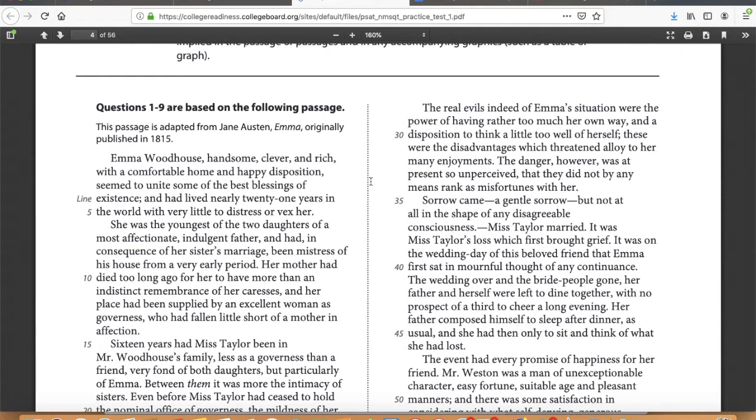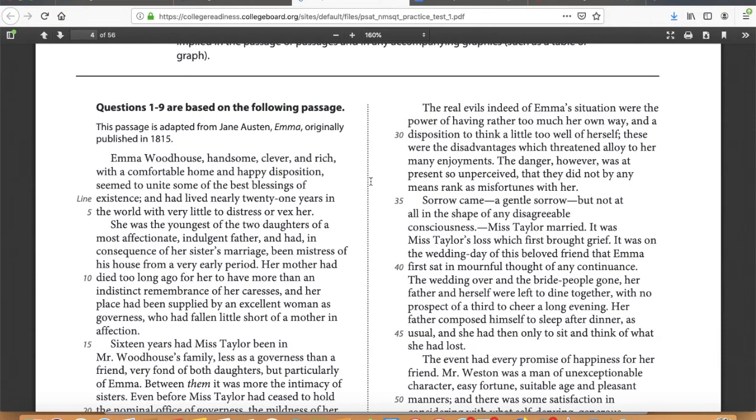Now that we know what all the words mean, go ahead and read that paragraph again. I think it's going to make a lot of sense very easily. Okay. Emma Woodhouse, handsome, clever, and rich, with a comfortable home and happy disposition, seemed to unite some of the best blessings of existence, and had lived nearly 21 years in the world with very little to distress or vex her. Does that make sense? Yes. Perfect sense, especially if you know the vocabulary. Okay? All right. Let's read the next paragraph.